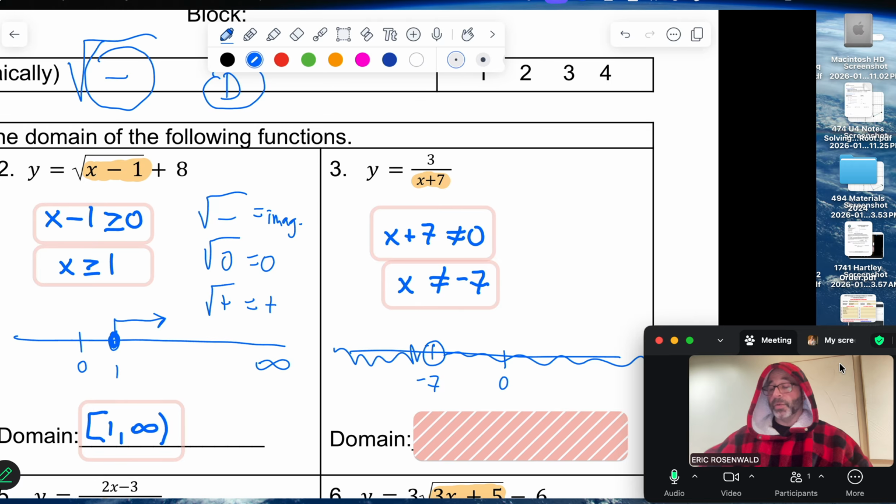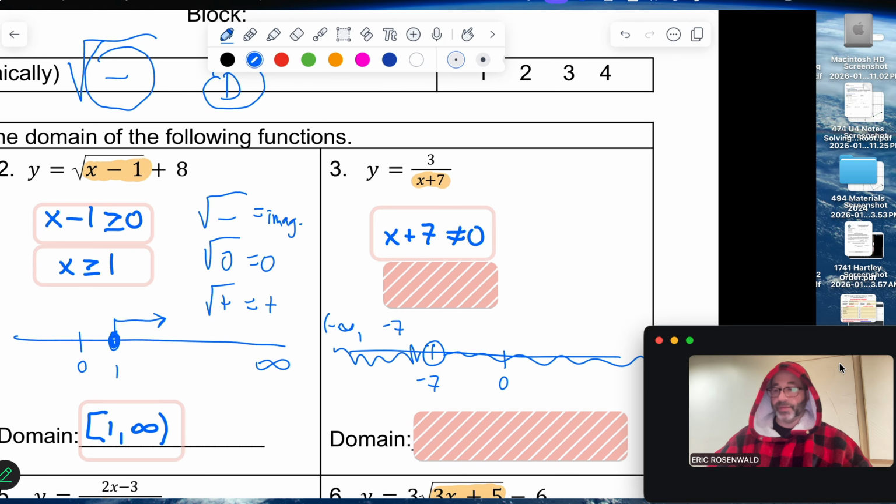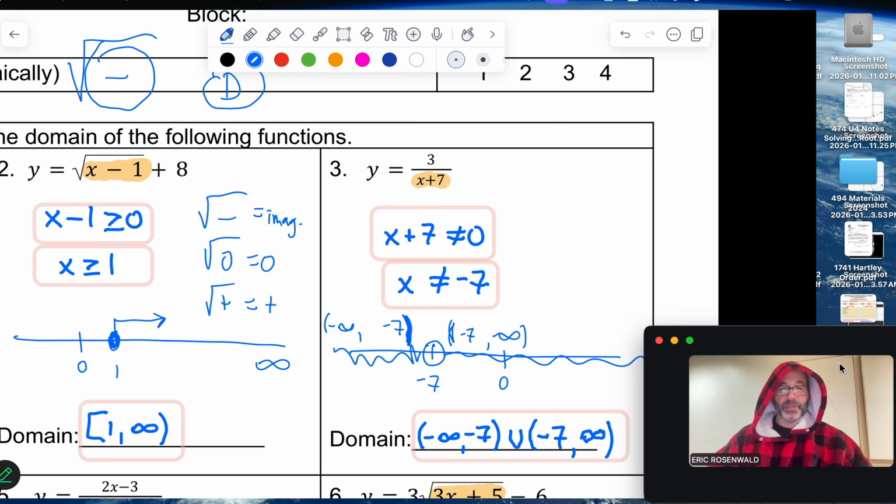Negative 7. And so when we look at this, this is going to go from negative infinity to negative 7 on the left side of it, okay? And we're going to put a parenthesis because I can't include it. And then we're going to pick it up from the right side. It's going to go from negative 7 over to infinity again. And so this is what our domain ends up being for this problem here.